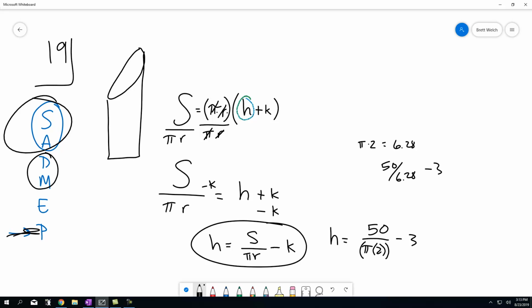So be really careful. Don't just do 50 divided by pi times 2. It will misinterpret how that's supposed to be put in. If we evaluate that in our calculator, we should get a number roughly 4.96 centimeters. Again, I'm not as nervous about the plug-in. I really want to focus on this first half where we're doing the algebra of rewriting the equations.